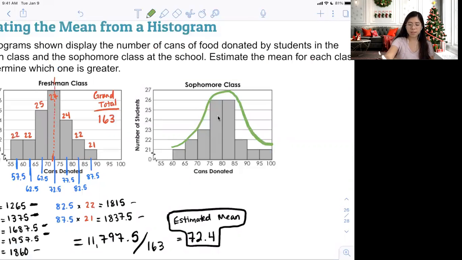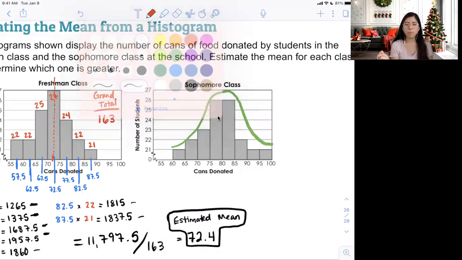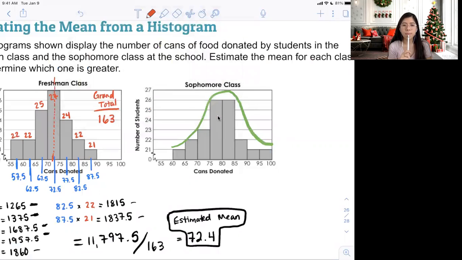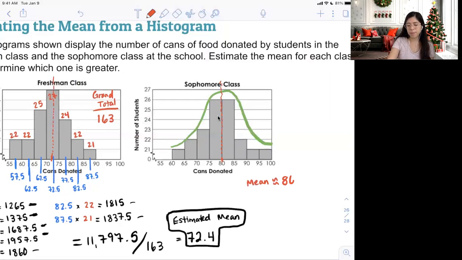And since I would say this is close to normal, what would you estimate the mean to be? So where's the middle of this? 80. Yeah, that's the middle. So the mean has to be somewhere around 80. Might not be equal to 80, but it's going to be somewhere around there.